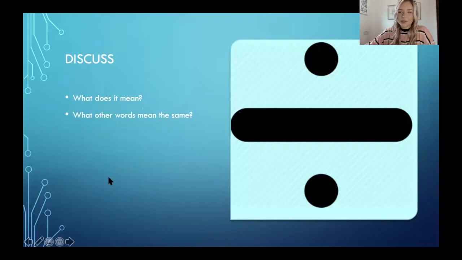Let's move on. Last lesson we had a look at this symbol. Can you remember what it means? And can you remember any other words that mean the same as this? You can have a discussion with whoever you're with if you're at home, or you can have a discussion with who you're with at school. What does it mean, and what other words mean the same? Pause the video now to have a go at this. Well done for having a go at this.